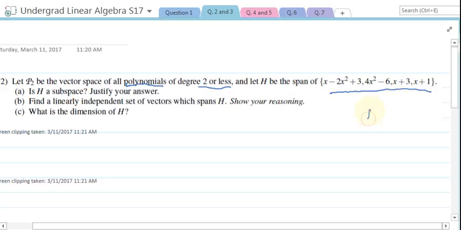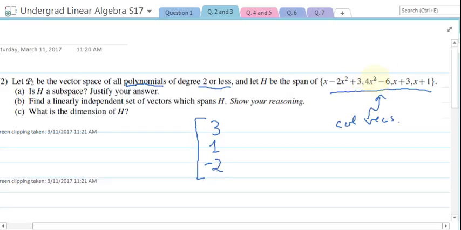Now, I made the point last week, and maybe it didn't come home, is that we can consider this set of vectors as a set of column vectors. Okay. This first one, for instance, if I want to translate this into a column vector, I can write it as, it's best to put the constant one first, so I'd put 3, and then the next would be the x coefficient, which would be 1, and then the next would be the x squared coefficient, which would be minus 2.